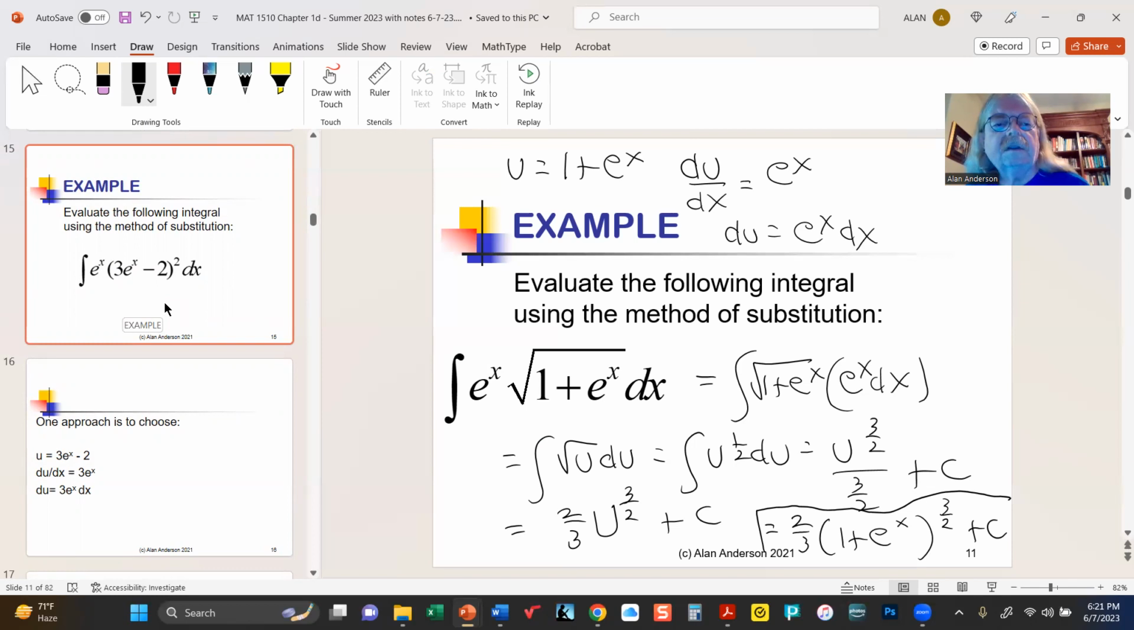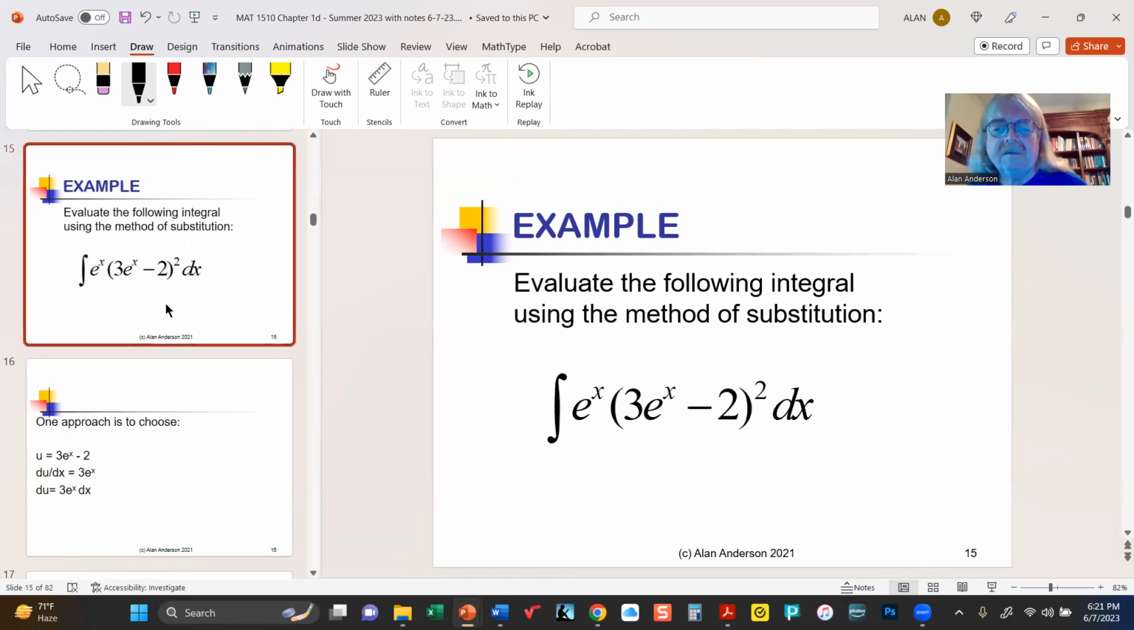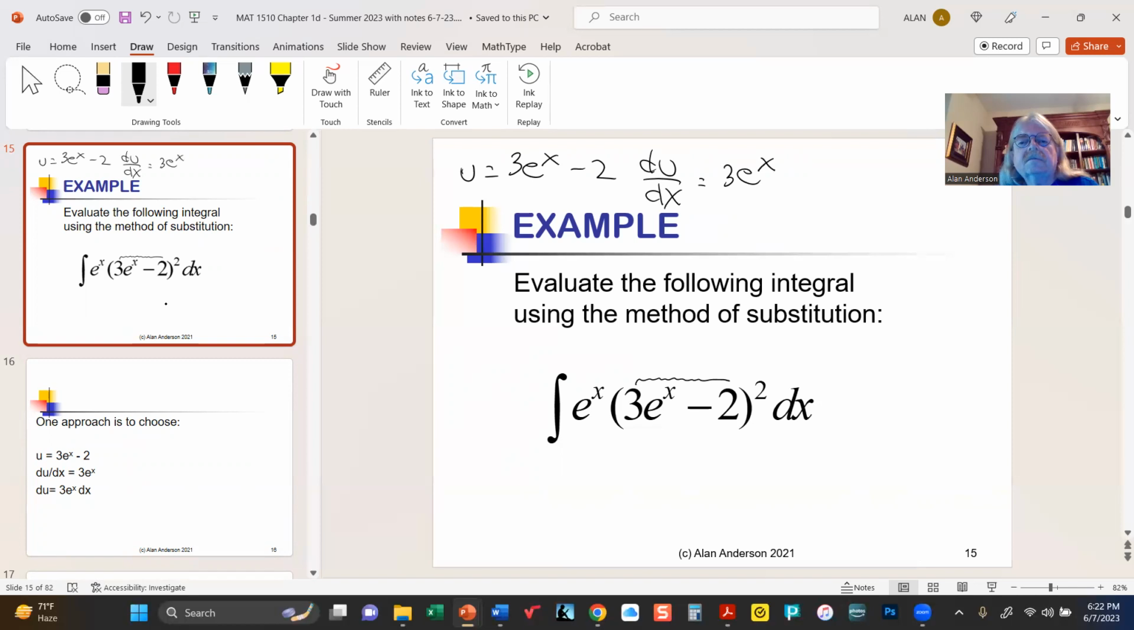Okay. Ooh, this next one looks pretty scary. Oh my God, what do we do? All right, so again, because this is the messiest part of the expression, why don't we just let u be 3e to the x minus 2. du dx is 3e to the x, and du equals 3e to the x dx.